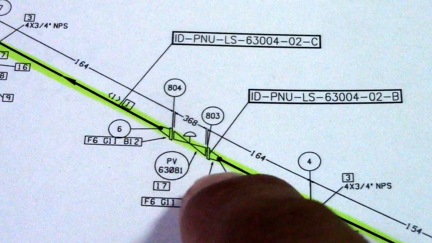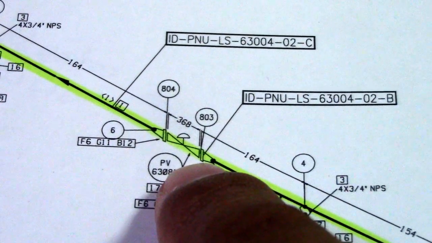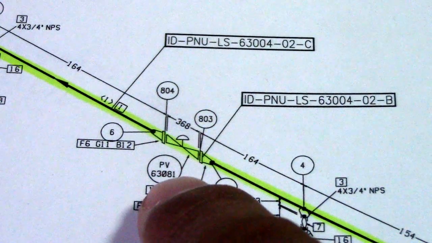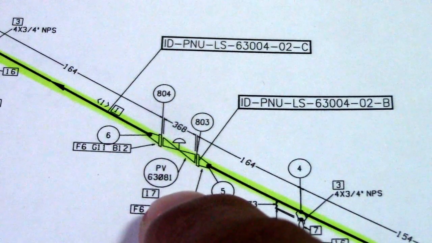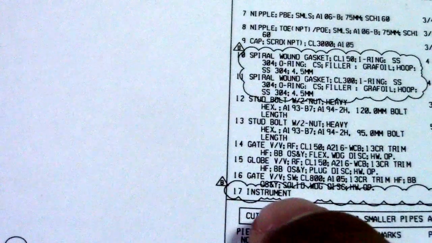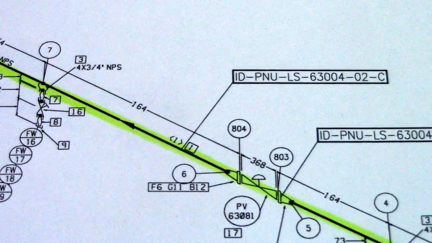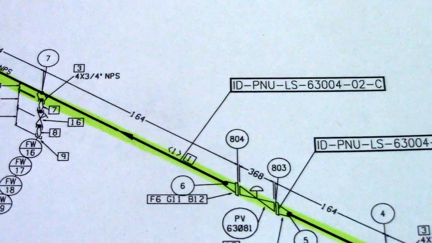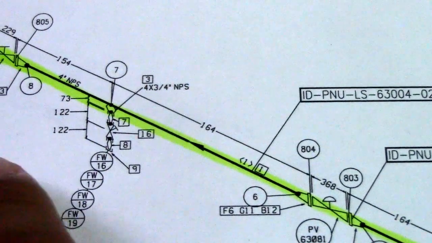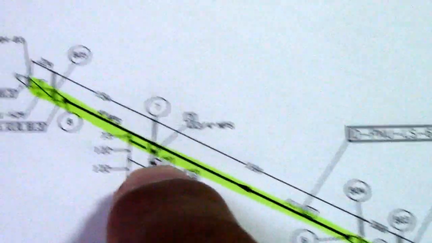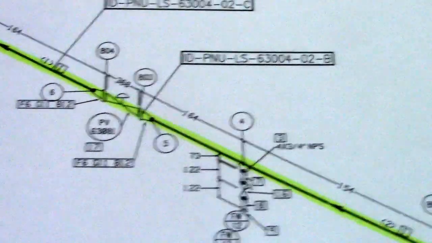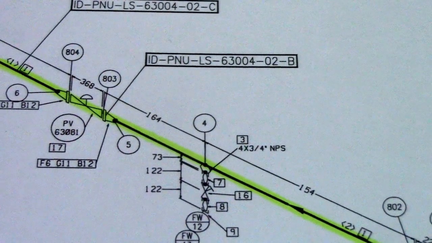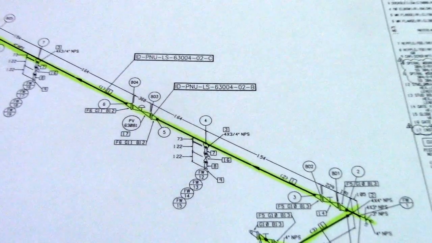So this is 17. Still check here. This is an instrument, or this one is a motor operated valve. This is a small gate valve also. Gate valve. Okay, so we will also count how many spools.